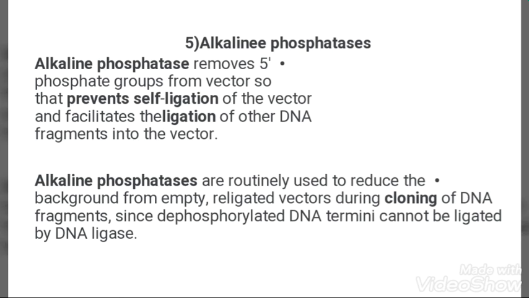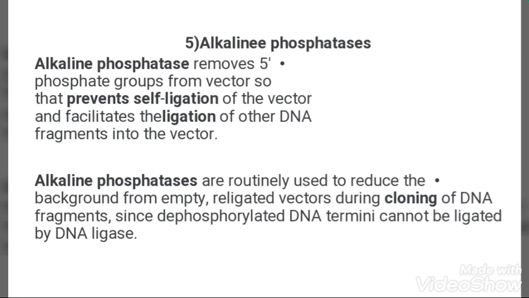Last one, alkaline phosphatase. This fifth one, alkaline phosphatase, removes 5' phosphate groups from the vector, so that it prevents self-ligation of the vector and facilitates the ligation of the DNA fragments into the vector. Alkaline phosphatase is routinely used to reduce the background from empty and relegated vectors during the cloning of DNA fragments, since dephosphorylated DNA terminals cannot be ligated by DNA ligase.